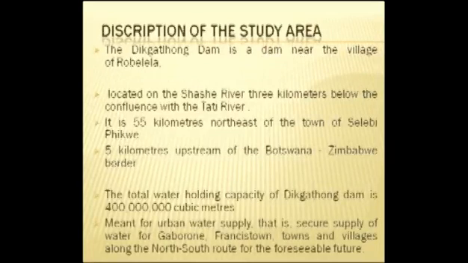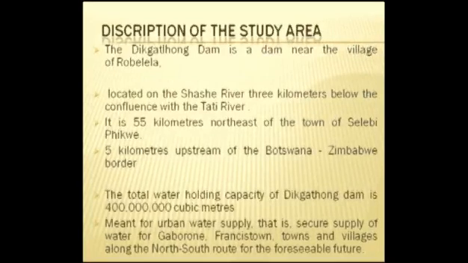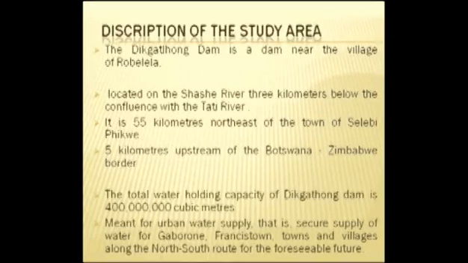Description of the study area. Dikgathong Dam is a dam near the village Robelela, located on the Shashe River 3 kilometers below the confluence with that river. It is 55 kilometers northeast of the town Selibe-Phikwe and 5 kilometers upstream of the Botswana-Zimbabwe border.